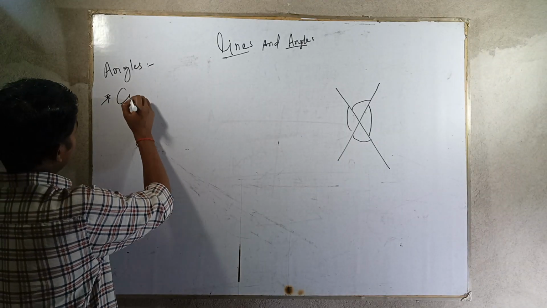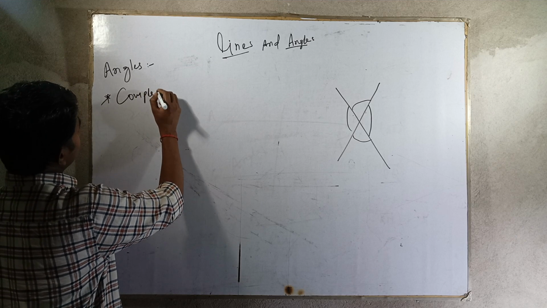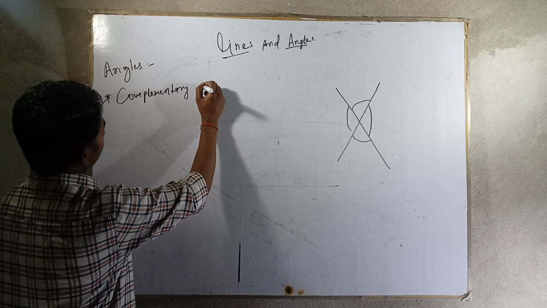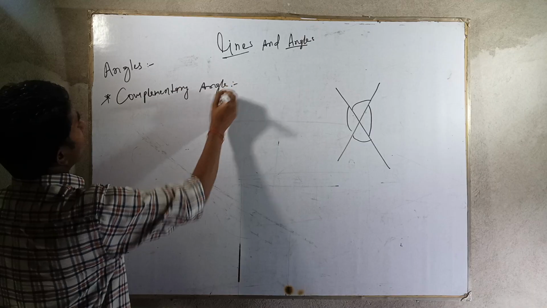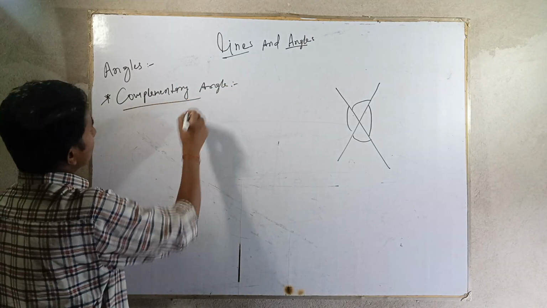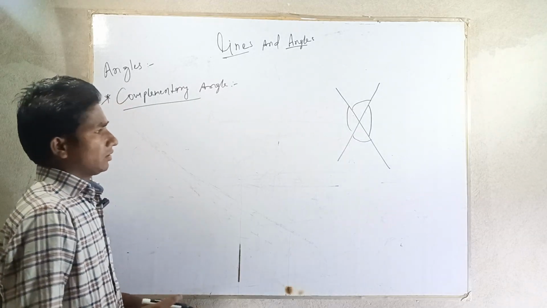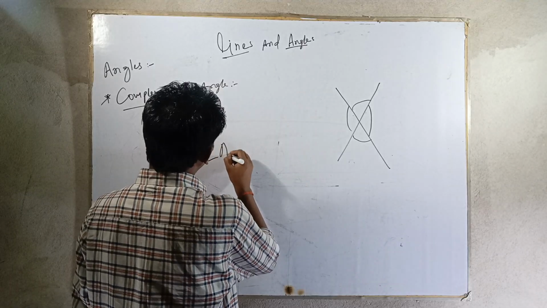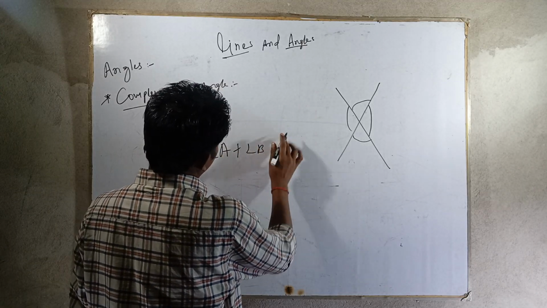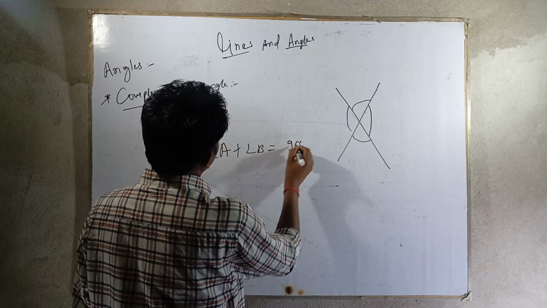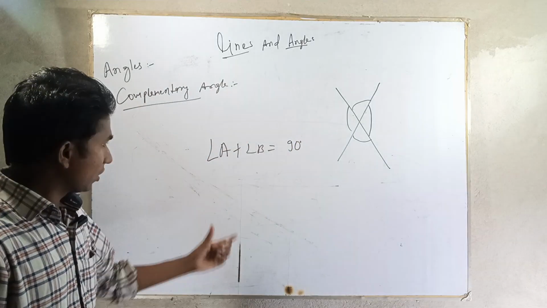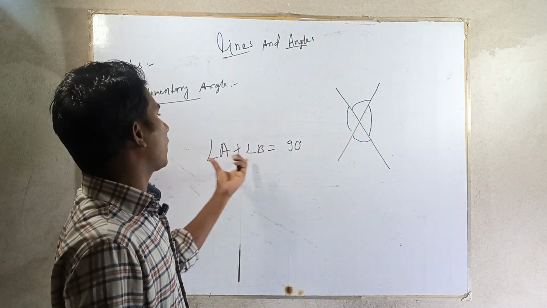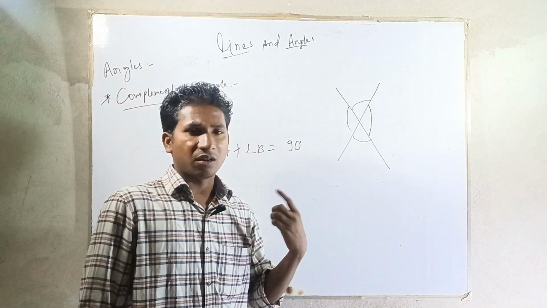First is the complementary angle. What is the meaning of complementary angle? When the sum of two angles is equal to 90 degrees, this is called a complementary angle. You can also say that if a pair of angles sums to 90 degrees, it is called complementary angles.